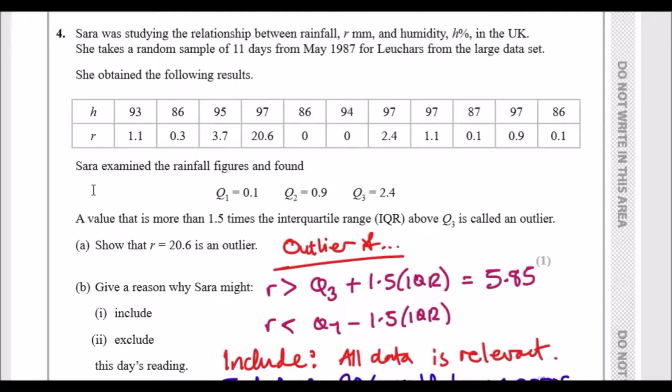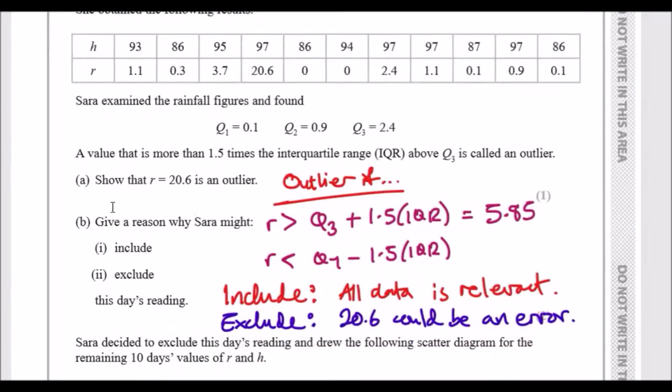So let's keep going. Sarah examined the rainfall figures and found that, out of the 11 days, the first quartile was 0.1, the median was 0.9, and the third quartile was 2.4. Now, a value that is more than 1.5 times the interquartile range above the third quartile is called an outlier. So they actually define it for you. It's basically 1.5 times the interquartile range, and remember, the interquartile range is the difference between the third and the first quartile. It's the range between the upper and lower quartiles. Makes sense? And of course, it's above Q3, so plus Q3.